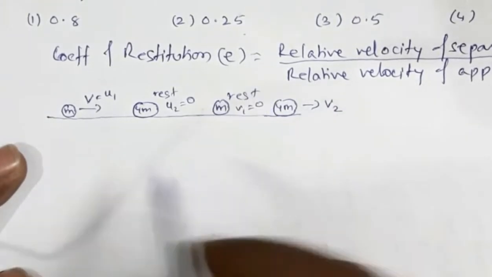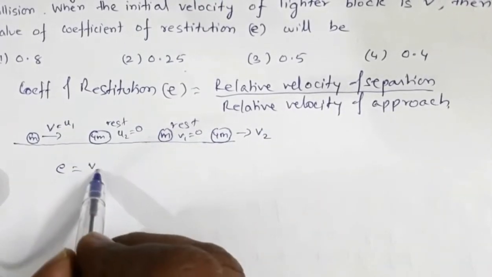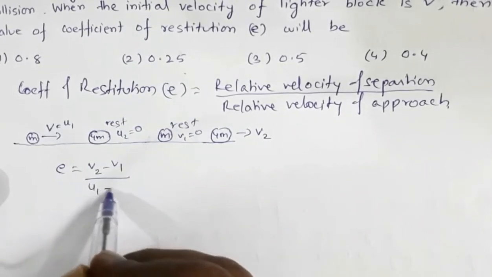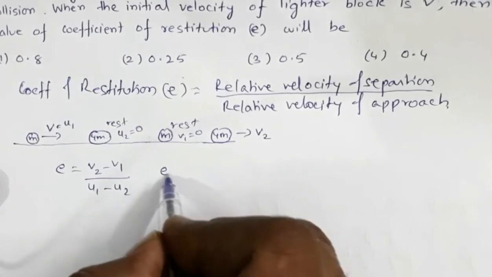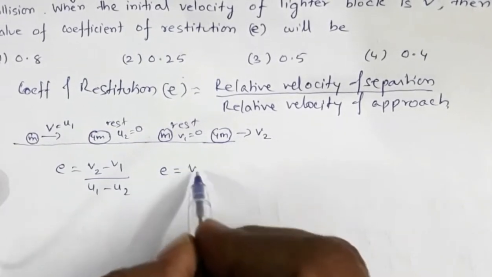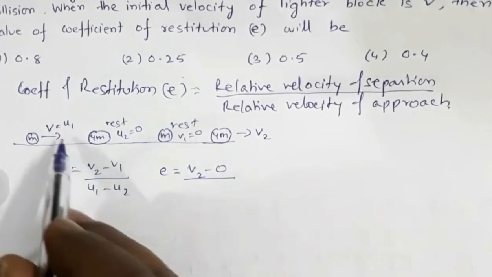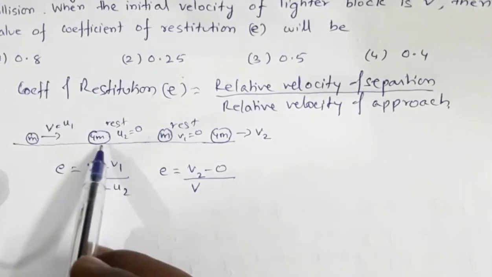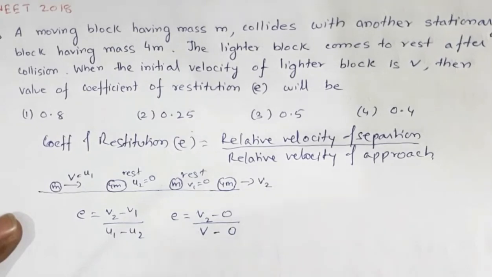So coefficient of restitution E is relative velocity of separation, that is v2 minus v1, divided by relative velocity of approach, that is u1 minus u2. So substituting these values, we have E equal to (v2 minus v1), v1 is 0 so minus 0, divided by u1 which is v, and this is at rest, so minus 0. This is one condition.